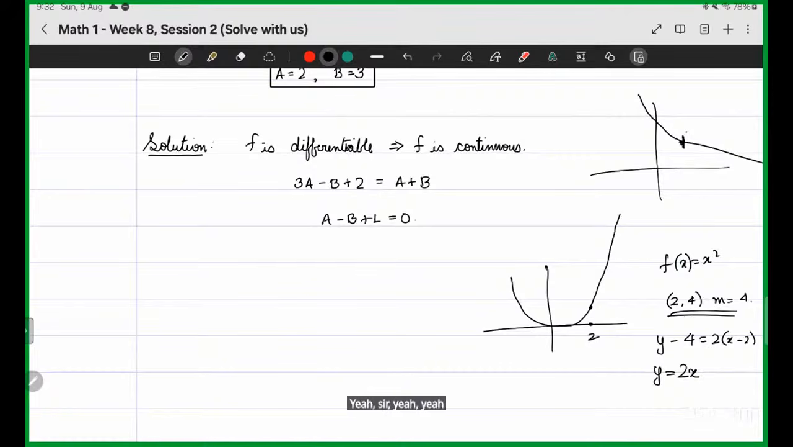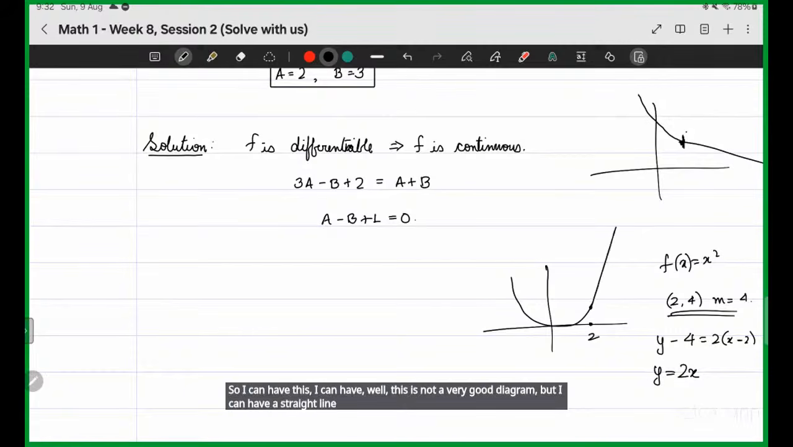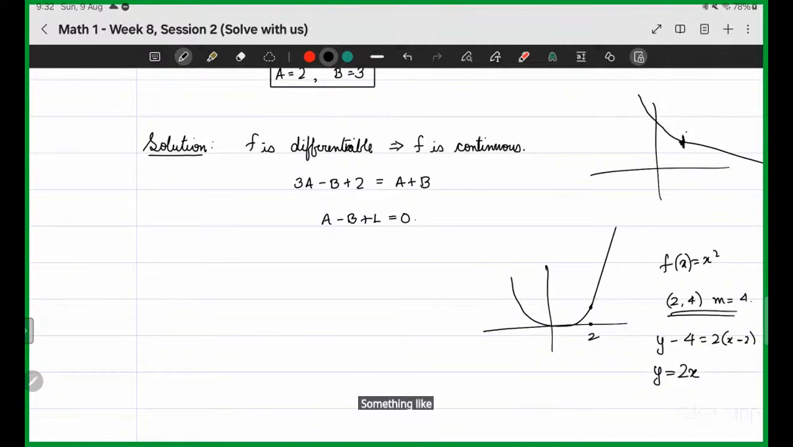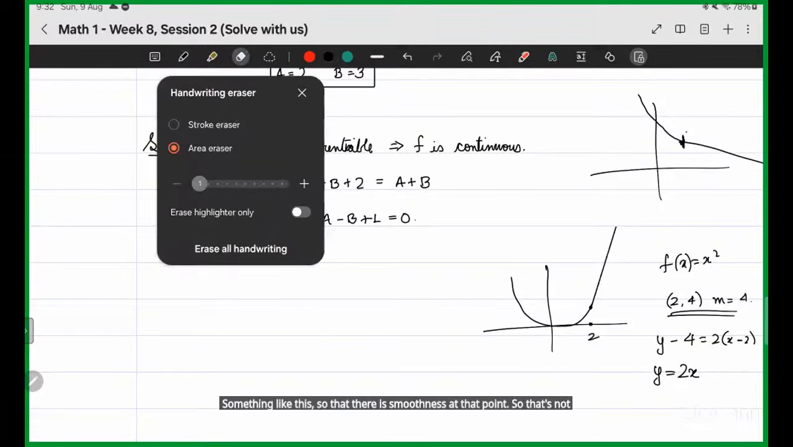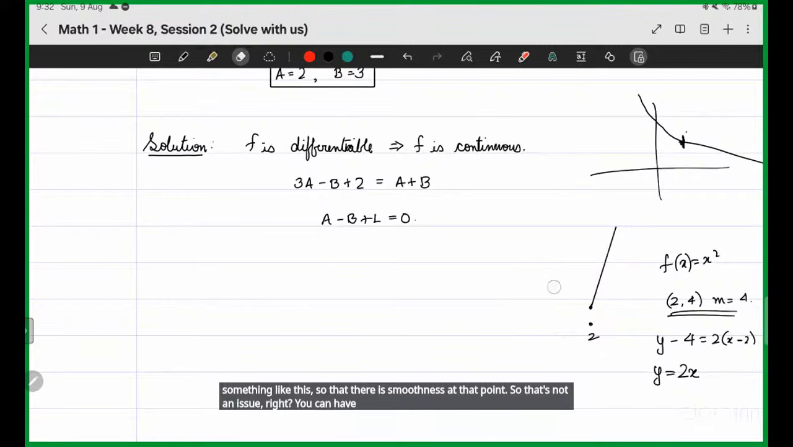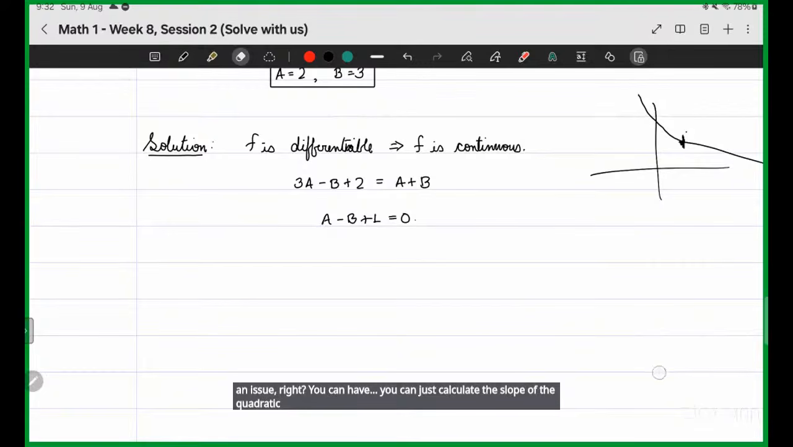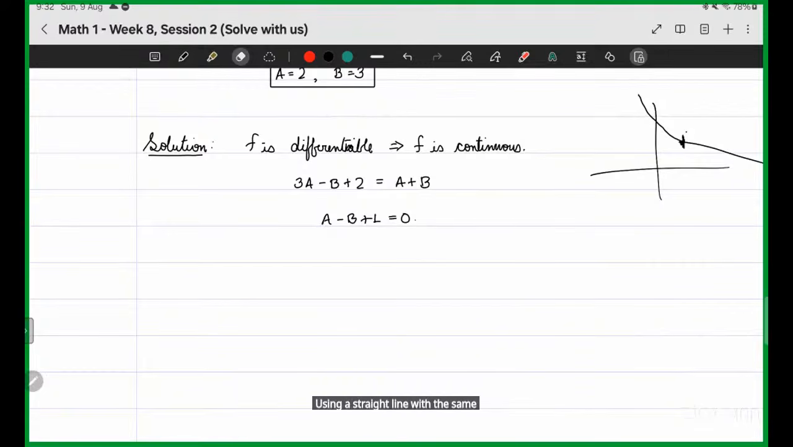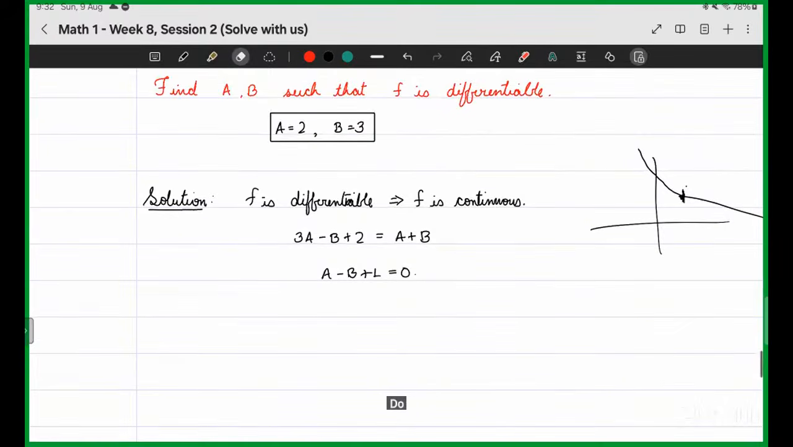So I can have this. Well, this is not a very good diagram, but I can have a straight line beyond this, something like this, so that there is smoothness at that point. So that's not an issue, right? You can just calculate the slope of the quadratic at some point and then continue using a straight line with the same slope. There you can guarantee smoothness. Right, so that is what you have to do over here at a tangent point also.